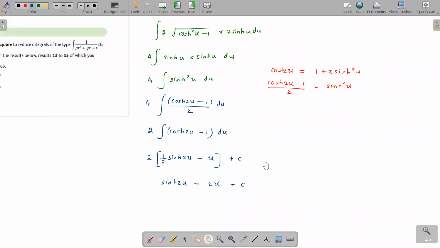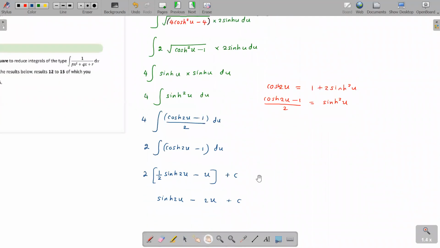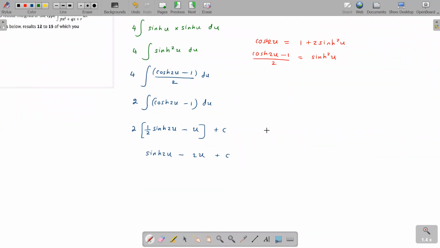Okay, let's input the values. So they have given the answer in terms of x, right? So what did we use for the substitution? We use x is 2 cos u, isn't it? X is 2 cos u. The answer you need to give in terms of x, because we use the substitution here. So how do we replace sine 2u? We can use the double angle rule. Sine 2u can be written as 2 sine u cos u. This is the double angle rule.